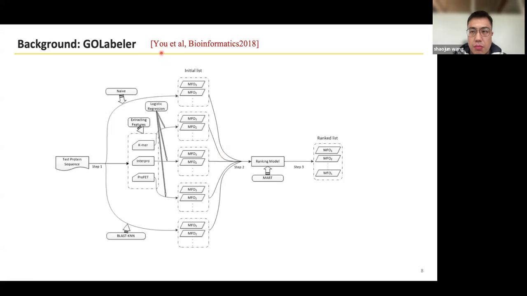GoLabel is our first work on protein function prediction. GoLabel obtains effective features from protein sequences in different ways and trains various small models based on annotated data. Using these simple component methods, such as the baseline methods Naive and BLAST in CAFA, as well as sequence feature methods like K-mer, InterPro and ProFET, GoLabel obtains initial predictions. These predictions are then integrated using a ranking model to complete the final prediction.